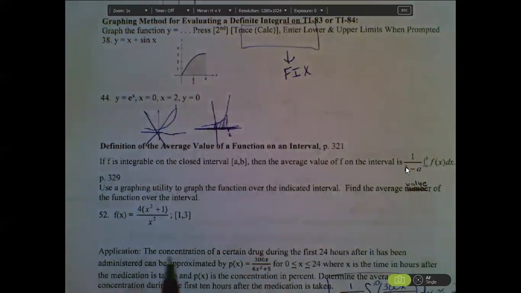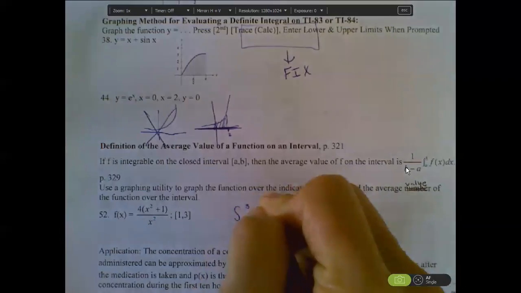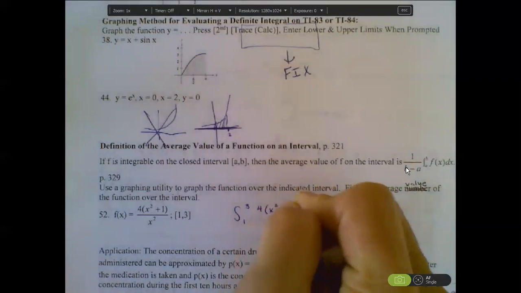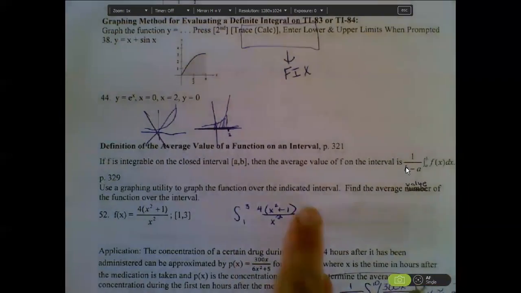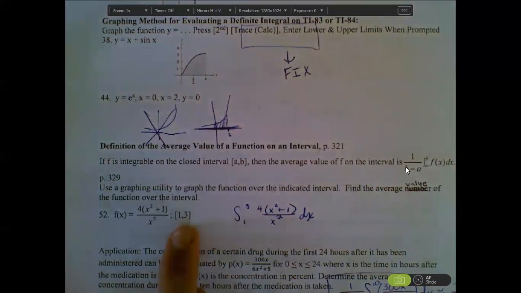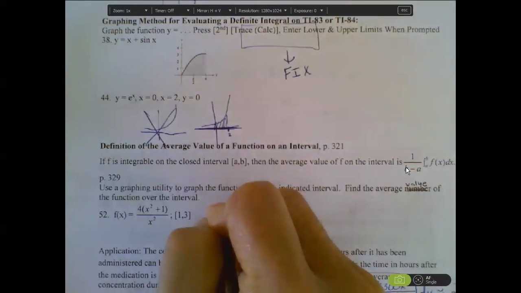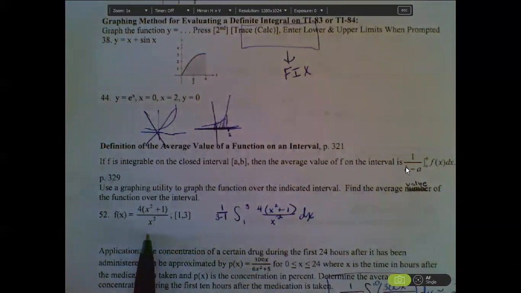All right, but we're not doing that on 52. 52 just says find the average value of the function, which is the average y value of the function. And so I would integrate from 1 to 3 of 4 times x squared plus 1 over x squared dx. And then that would give me the sum of all the y values, and divide that by the length of the interval, divide that by 2, or same thing as multiplying by 1/2. So you could punch that on the calculator and you'd have the average y value of that function on the interval from 1 to 3.